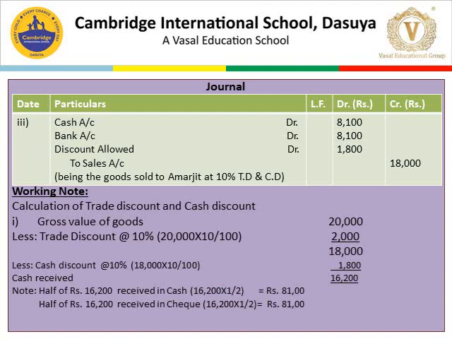Number one is the gross value of goods, that is 20,000. We have sold goods for 20,000. Less trade discount, 10% of 20,000 is 2,000. 20,000 minus 2,000 is 18,000. This is the sale value. If you see the sale on the credit side, there is 18,000.